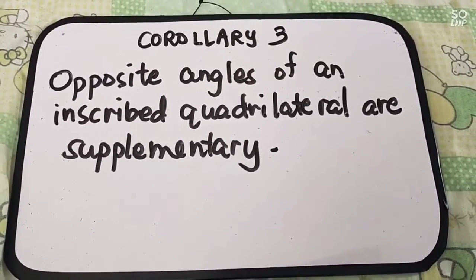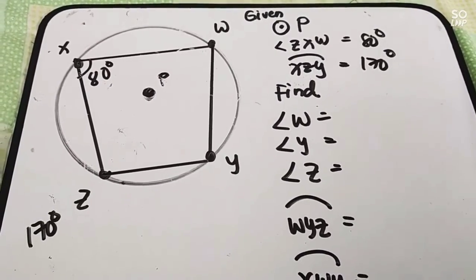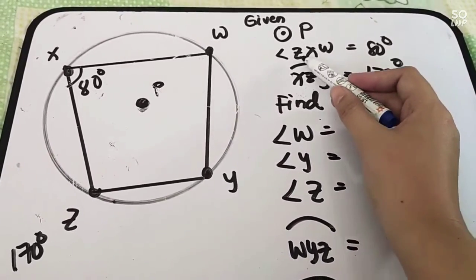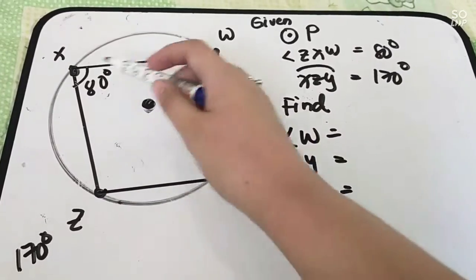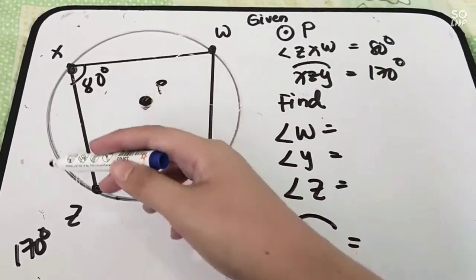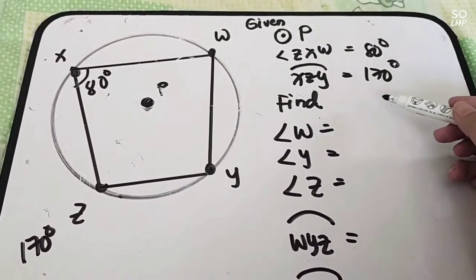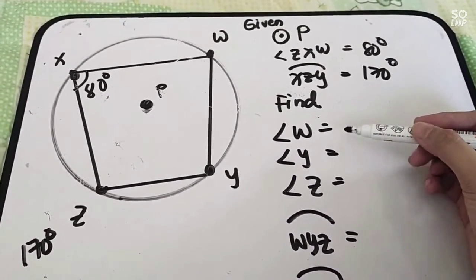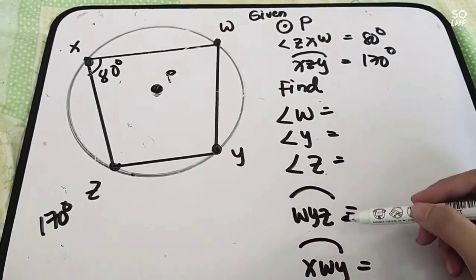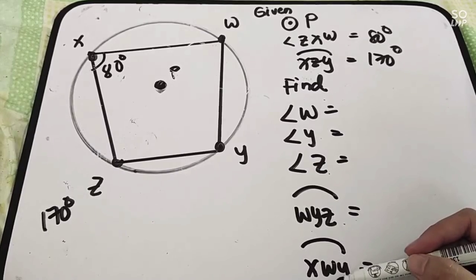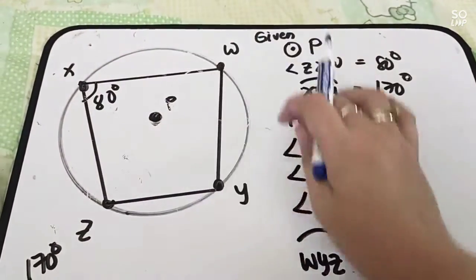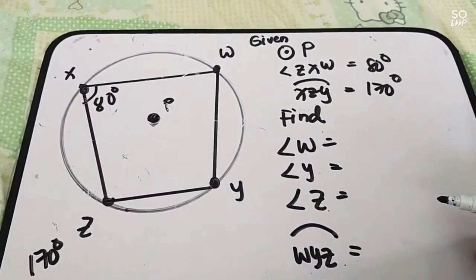Let's have an example. Consider this circle. We have circle P. We have a given of angle ZXW. ZXW is 80 degrees and arc XZY is 170 degrees. Let us find the following: angle W, angle Y, angle Z, arc WYZ, and arc XWY. Kompletuhin muna natin lahat ng kanyang measurement para makita natin.